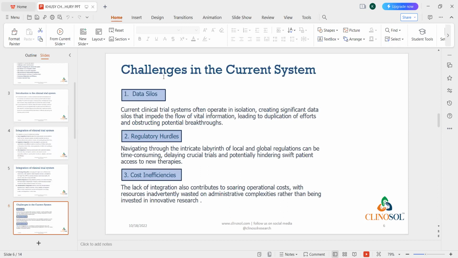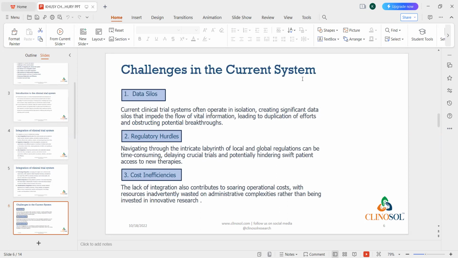Next slide. Challenges in the current system. One of the current challenges in the integration of the clinical trial is the effective utilization and interpretability of disparate data sources and technologies. Clinical trials often involve collecting data from various sources such as electronic health record, laboratory system, imaging system, wearable devices, patient reported outcome, etc.